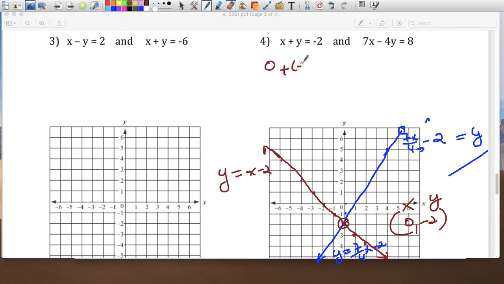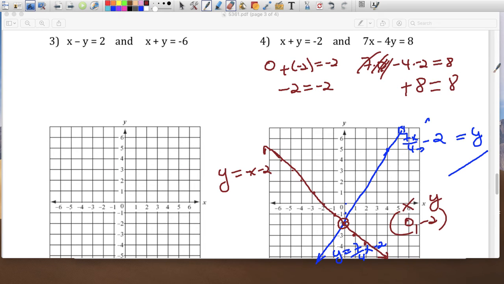Plus y, which is negative 2, equals negative 2. 0 plus negative 2 is negative 2, and that equals the negative 2 on the other side. Over here, again, is 7 times 0, because x equals 0, minus 4 times negative 2, because that's y, equals 8. 7 times 0 is 0, so that goes away. And we're left with negative 4 times negative 2, which is positive 8, which is definitely equal to the 8 on the other side. Pretty simple.